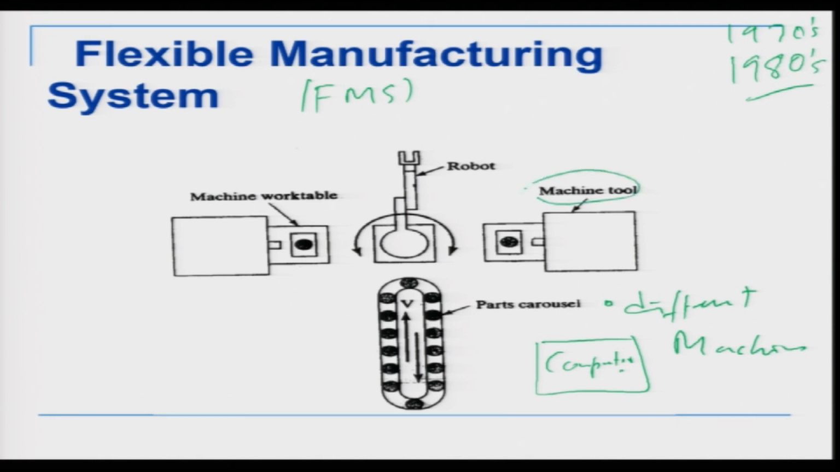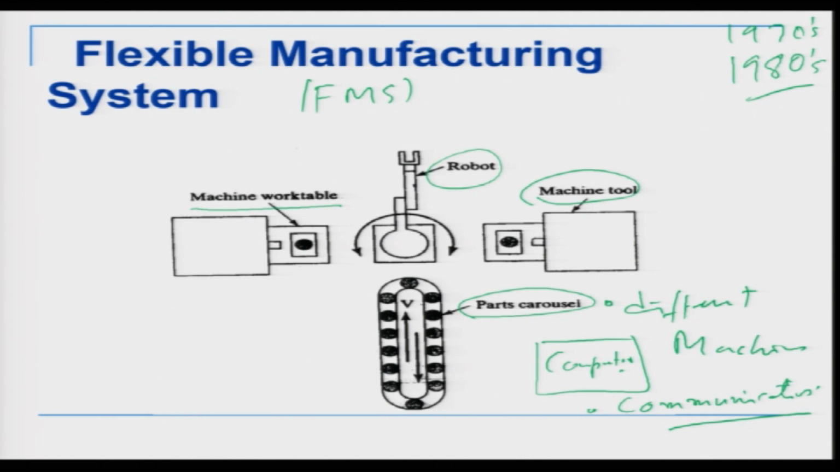Here we have a machine tool, it can be a lathe, NC machine, whatever. Then we have another machine, a work table, which can be a different kind of machine. This is a robot, which is not a machine tool. Then we have a parts carousel. So the computer is controlling different kinds of machines now, and what is required is some kind of communication between the machines.